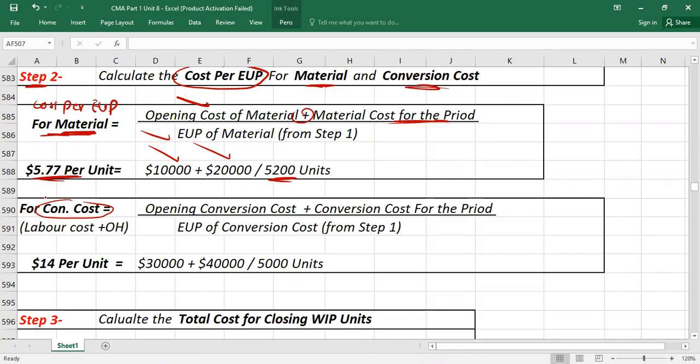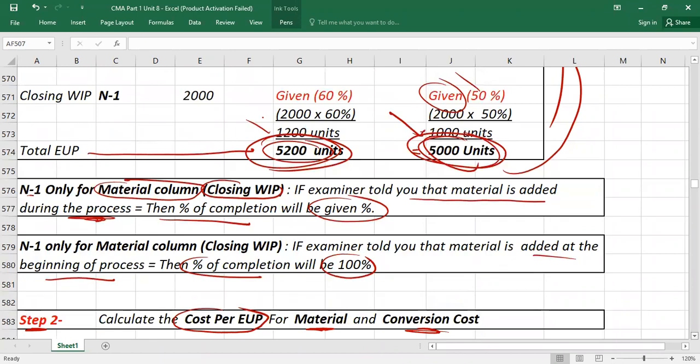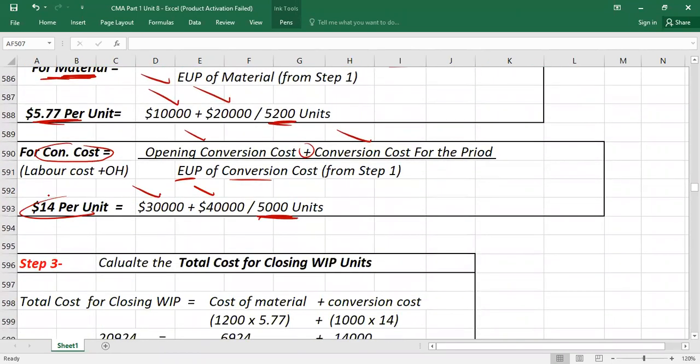Understood? Like conversion cost, what I will do? I need opening conversion cost. Opening conversion cost means last year. Last year I need labor cost plus overhead cost. If they have given you separate labor and overhead, add that of the last year plus conversion cost of this year, labor and overhead of this year, divided by what? EUP of conversion cost. For example, last year conversion cost is 30,000. This year conversion cost is 40,000, total cost is 70,000. Divide by EUP of conversion cost, this you will take from step number one. It was how much? 5,000 units. I'll divide it. Understood? And I'll get what? $14 per unit. Now, ready to answer the question?